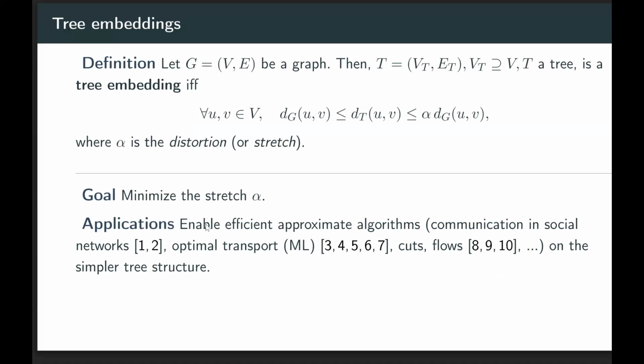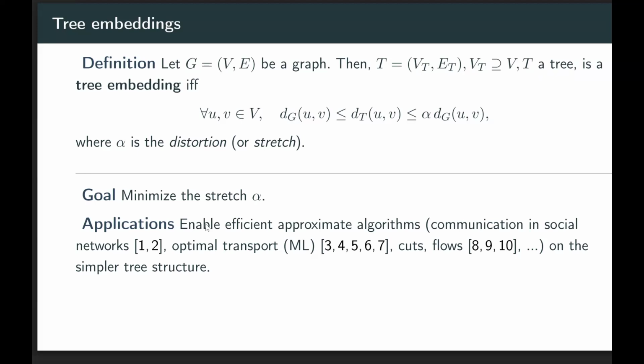First up, we will introduce tree embeddings. What's that? You're given a graph G, and you want to find a tree that does not have to be a subset of the vertices, that satisfies these two conditions. First, we want the tree to be valid, so the tree distances have to be at least as big as the original distances. And second, we want them not to be that much bigger, so only bigger by an alpha stretch.